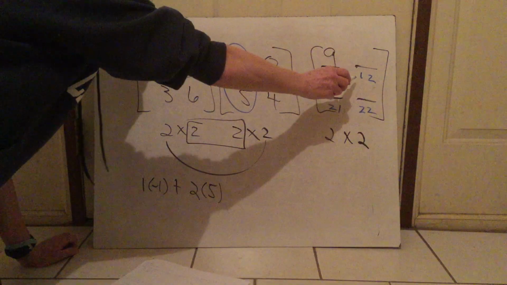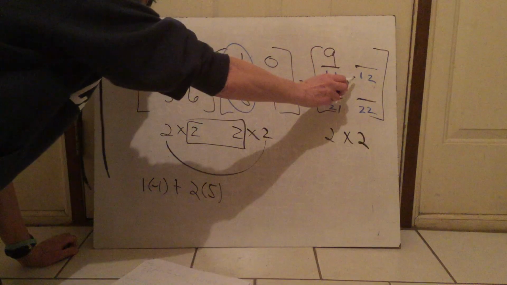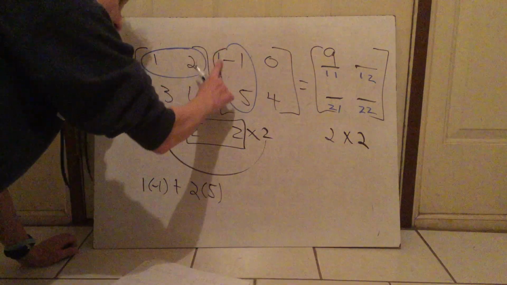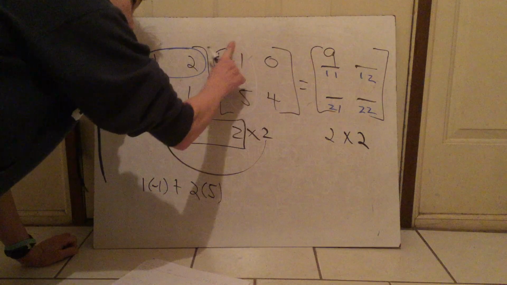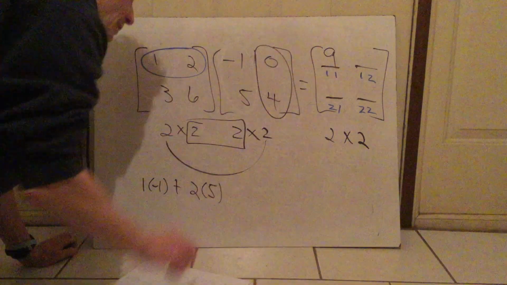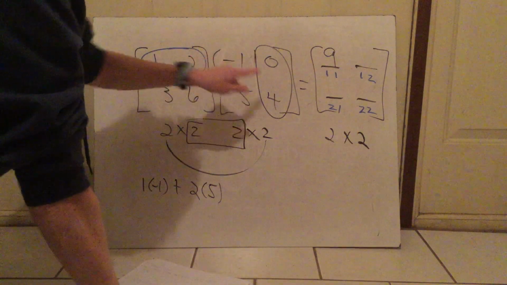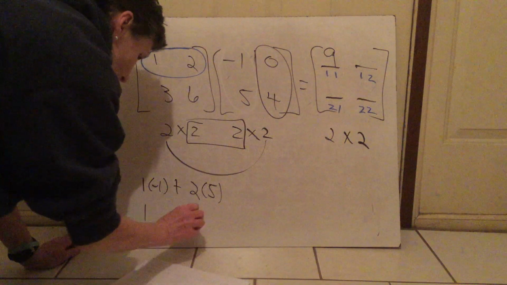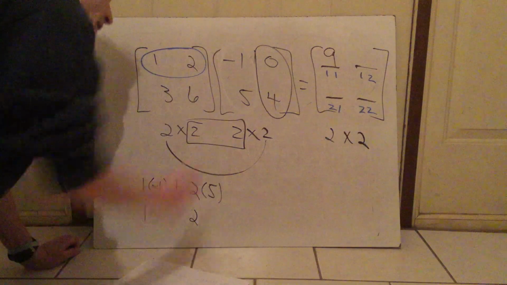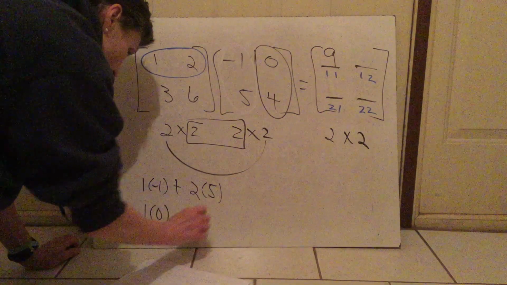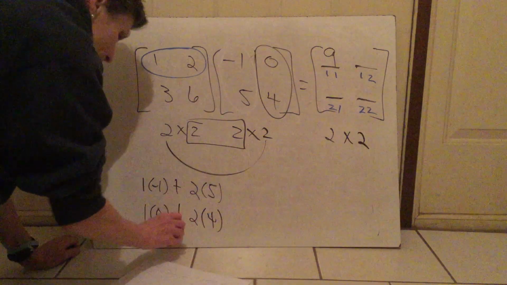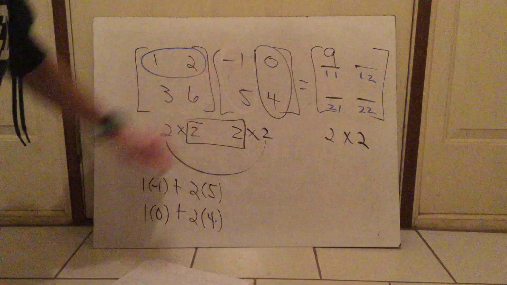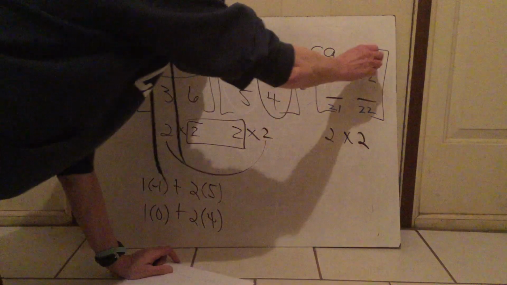Now I'm going to move over here, and I'm going to do exactly the same thing. Only I'm going to multiply row 1 by column 2. Row 1, column 2. So I'm going to write down my row 1, which is 1 and 2, and now my column 2, which is 0 and 4. So 1 times 0, 2 times 4, add them up, that gives me 8.